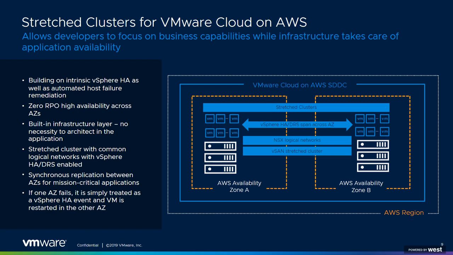And leveraging a lot of the traditional vSphere technologies like HA and DRS to span across the infrastructure and give them the uptime that they need for some of the business applications.